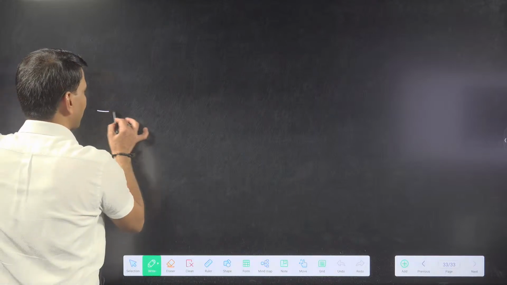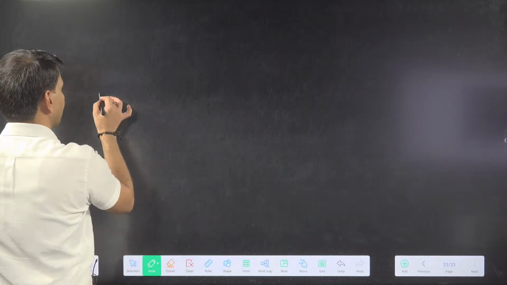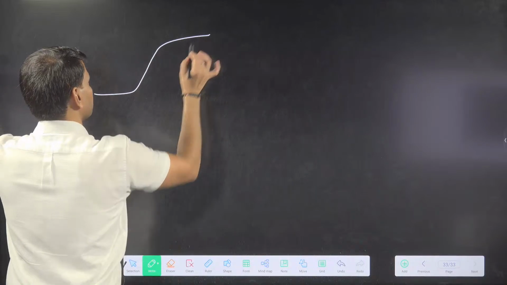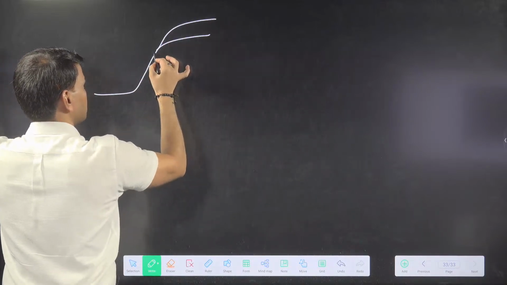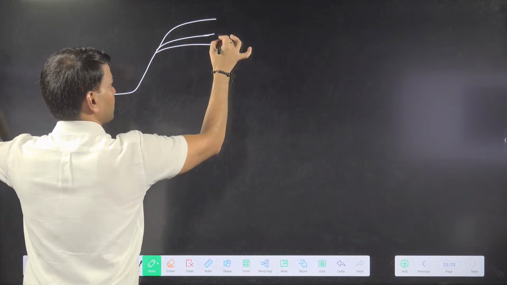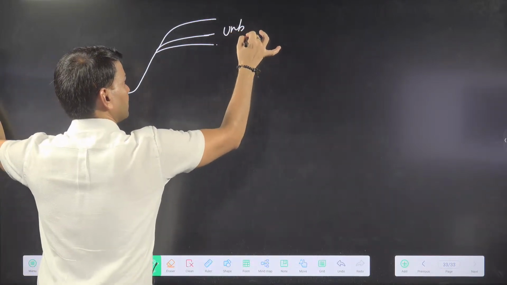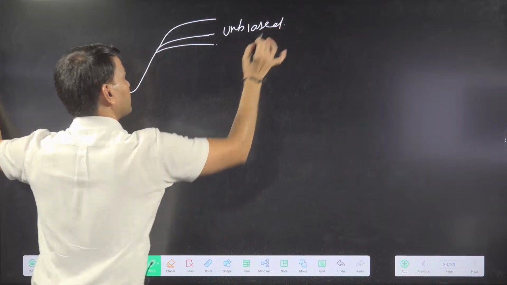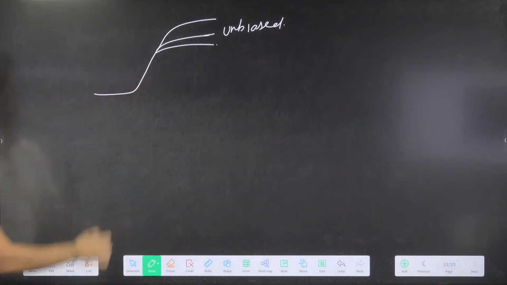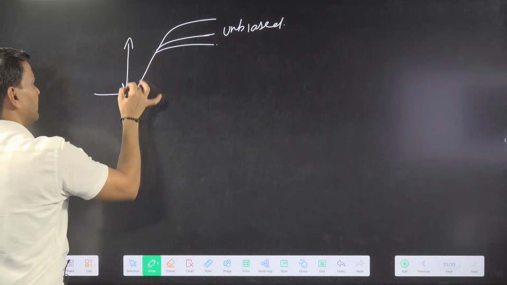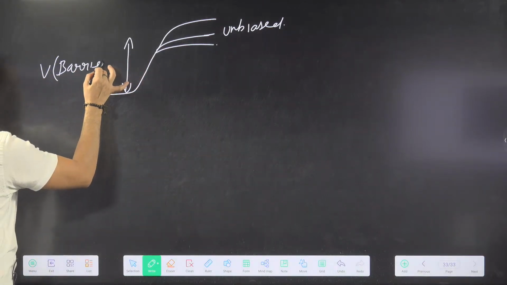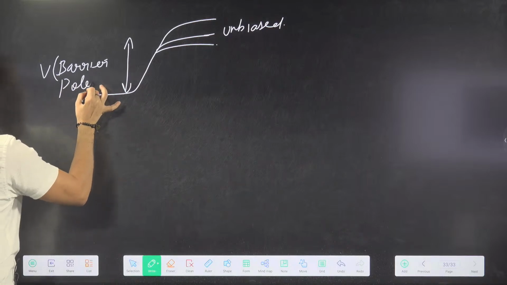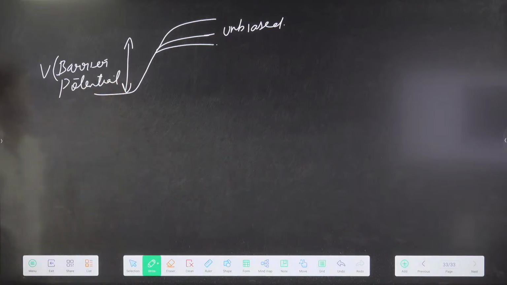So this is the barrier potential from the P side to the N side that the figure has given. This is the barrier potential. This is the V. V is the barrier potential. So, 2-minute break.